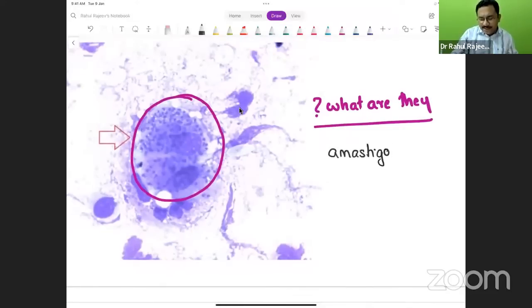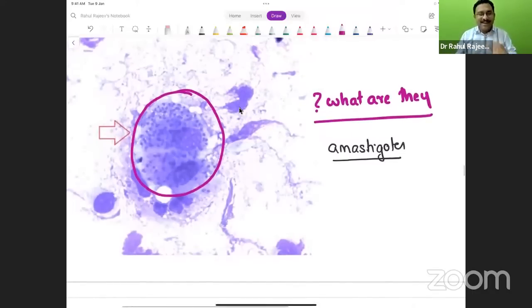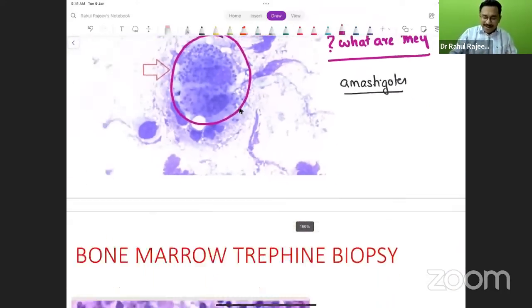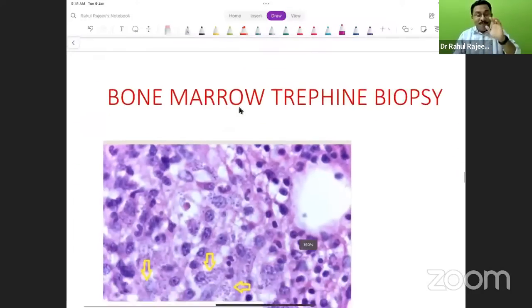Amastigotes. Do not worry, I'll just brief you on what amastigote and promastigote is. If you are hearing this word and thinking, what was this amastigote? Do not worry. In a short span, I'll tell you. But these are amastigotes, and that helped us come to a diagnosis of Leishmaniasis. They are LD bodies. They are amastigotes.